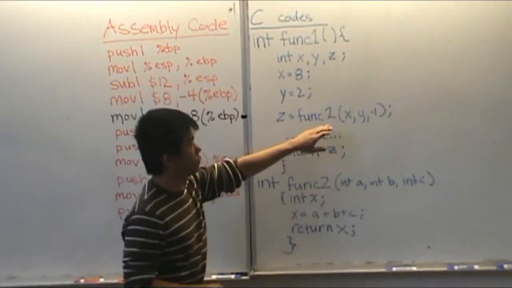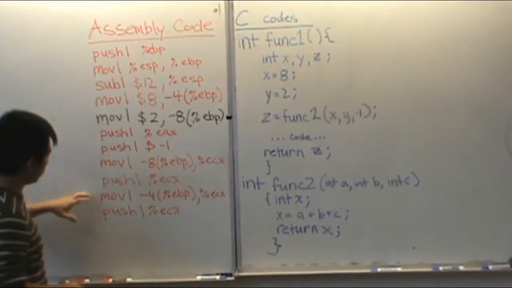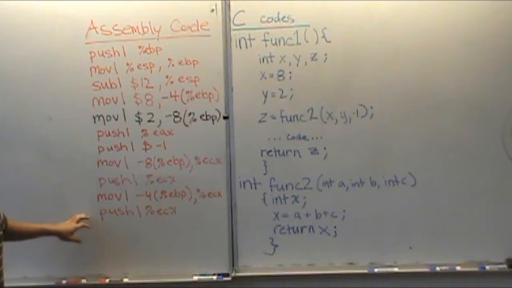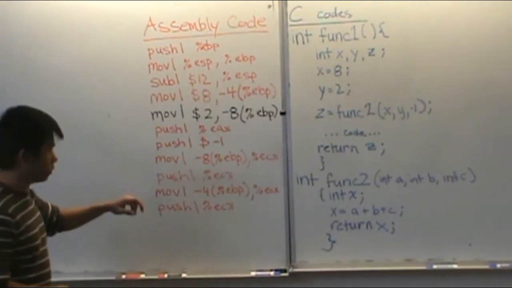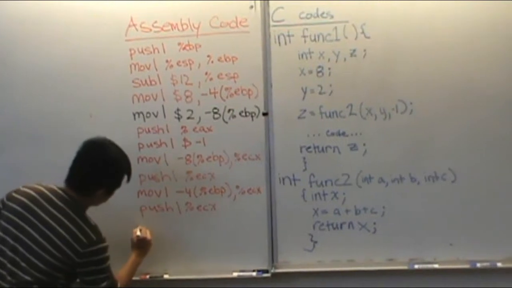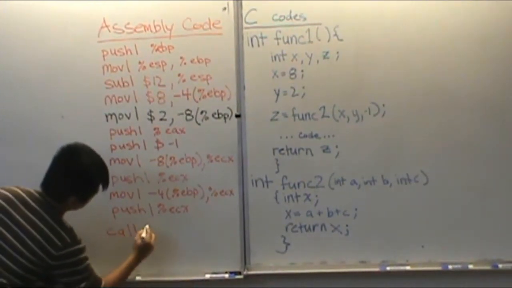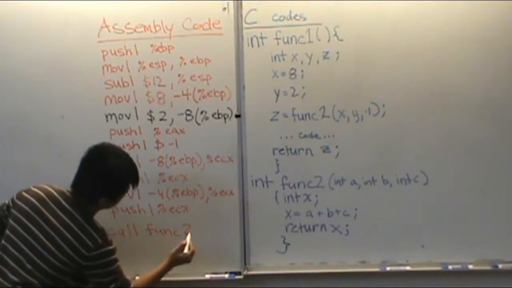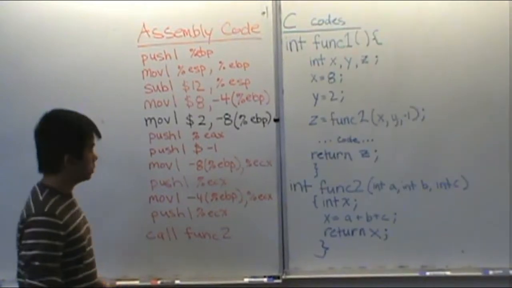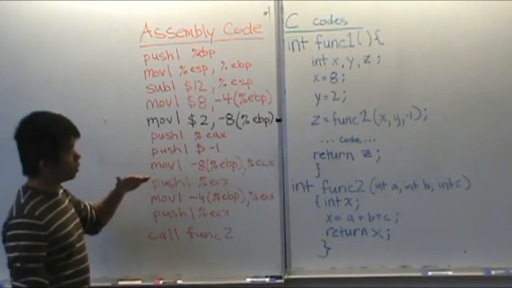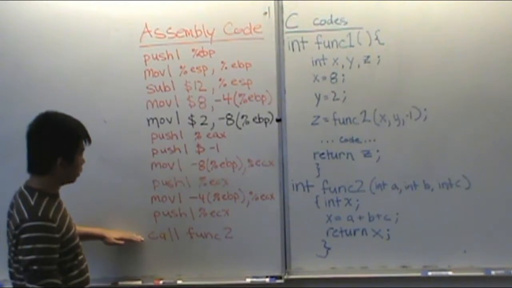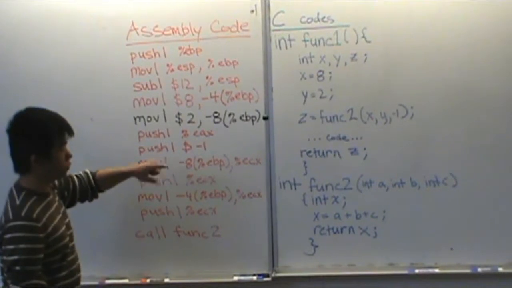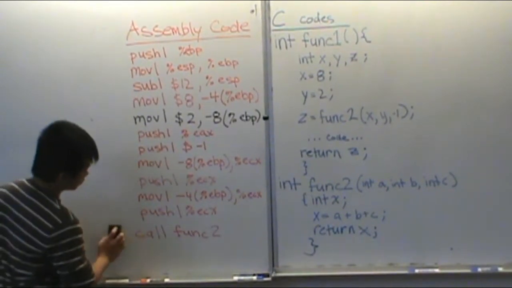Now that we have pushed all the arguments that we need for function 2, the next step will be calling function 2. So from here on, I'll be erasing all of this to have enough space to do function 2.